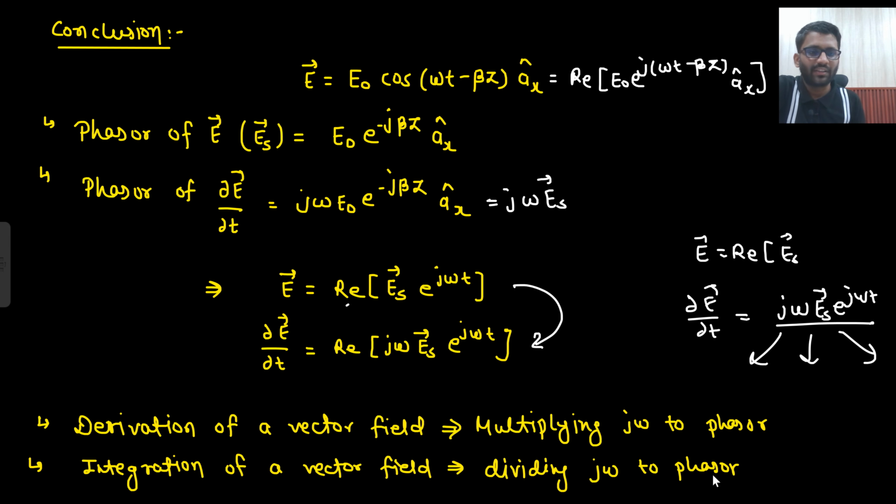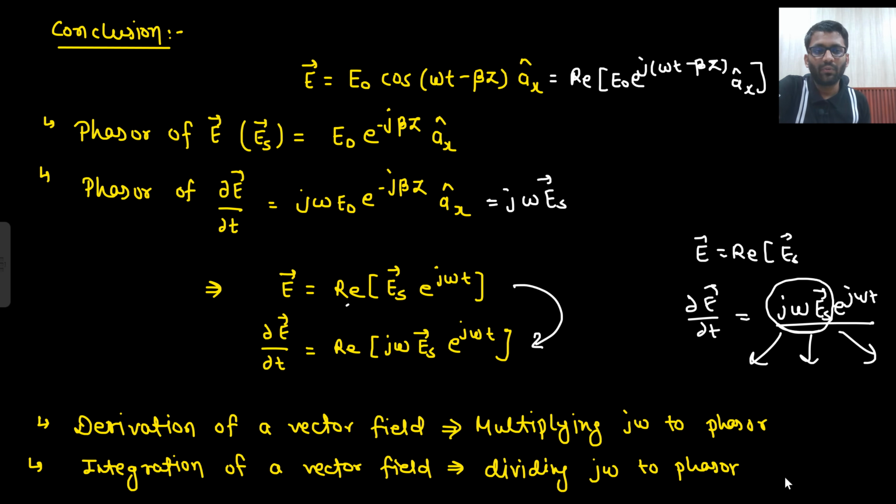Now I need to do the differentiation. So what am I going to do? I will just add j omega to its phasor. Then from the phasor I need to get the time harmonic vector field. So if I need to get the time harmonic vector field from the phasor, then I need to make it a function of time as well as it should be periodic.